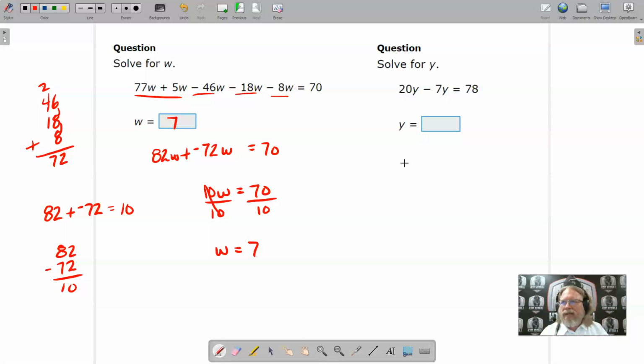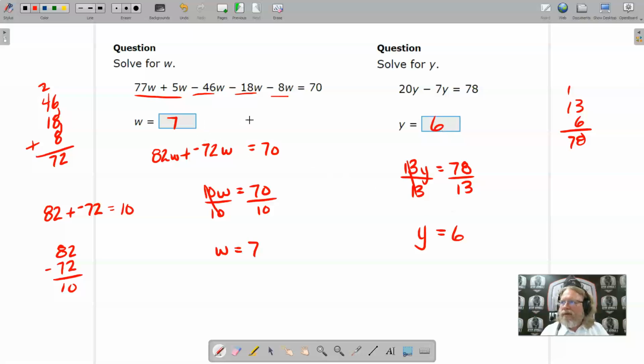Well, 20 minus 7 is 13, right? So 13y equals 78. And so let's divide by 13 to get that y by itself. That is to say, isolate it. And the 13s will cancel each other, leaving me with y. And 78 divided by 13. I'm thinking that, will 6 work? What's 13 times 6? 18, carry the 1, 6, 78. Indeed it does. So it's going to be 78 divided by 13 equals 6. So our correct answer is 6.